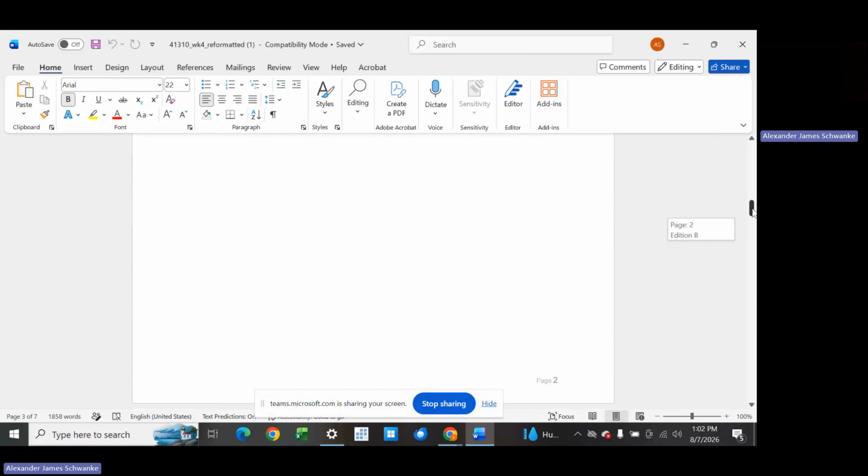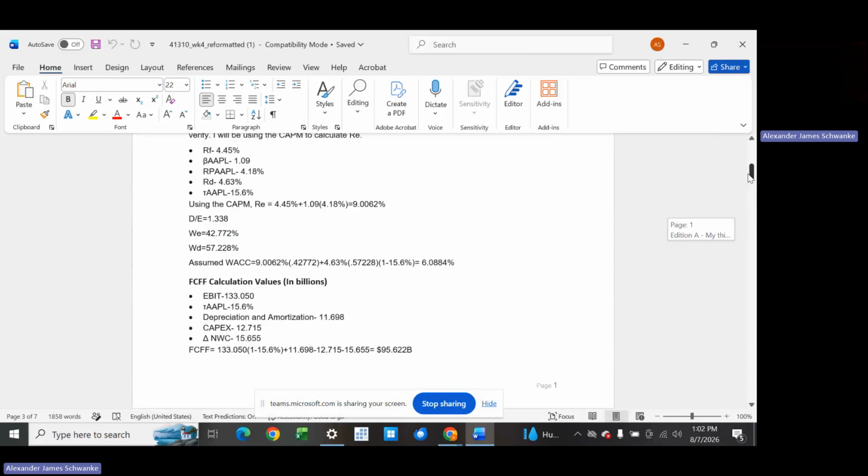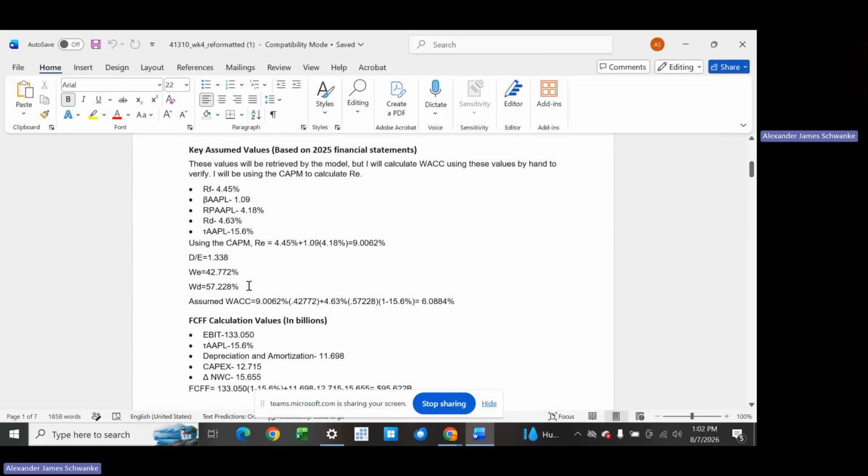And my WACC, I based that off of these values here. The risk-free rate was based on Treasury rates. The beta I was able to find on Yahoo Finance. Same with the risk premium. For the cost of debt, I used Apple's yield to maturity. The tax rate is what I found off their income statements.